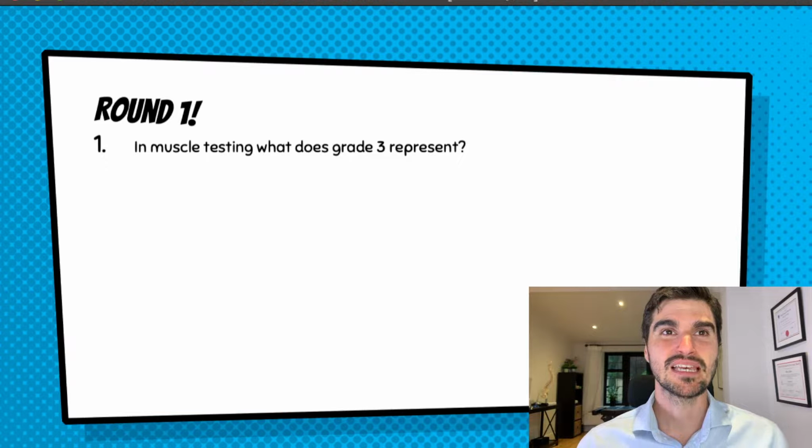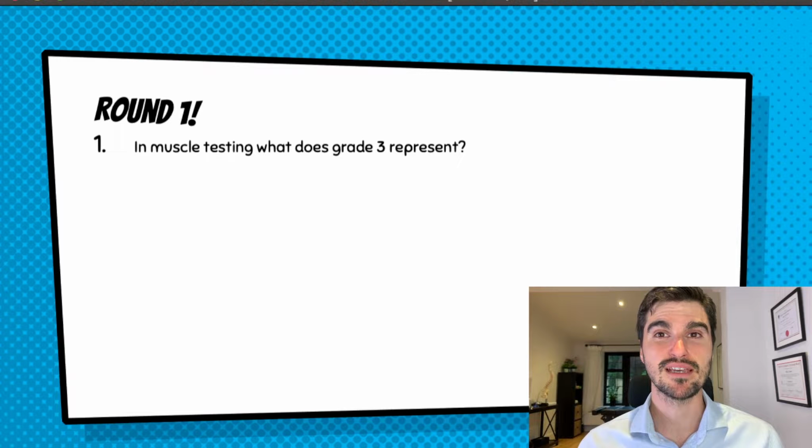Question 1. In muscle testing, what does grade 3 represent? I'm going to give you about 20 seconds for each question. And that is your standard SMR, motor exam. That's not any special technique.